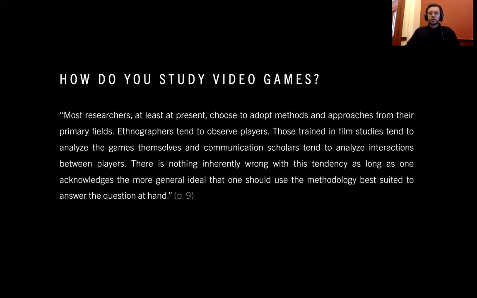The next question the book or this chapter asked is how do we study video games? Most researchers, at least at present, choose to adopt methods and approaches from their primary fields. Ethnographers tend to observe players. Those trained in film studies tend to analyze the games themselves, and communication scholars tend to analyze interactions between players. There is nothing inherently wrong with this tendency as long as one acknowledges the more general ideal that one should use the methodology best suited to answer the question at hand.